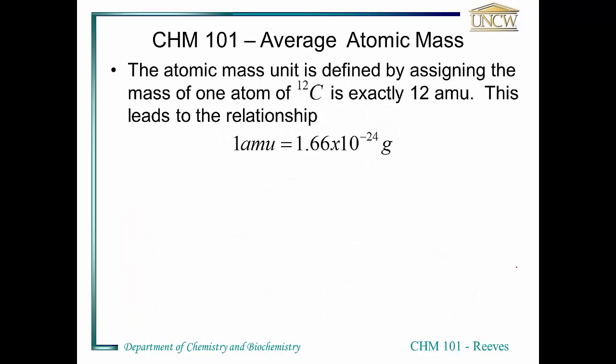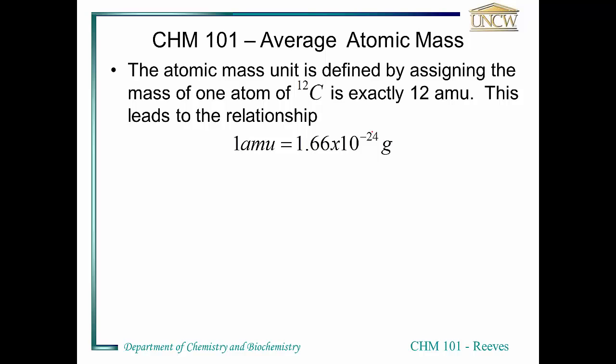Okay, so then we get to the issue of average atomic weight. Note here that carbon-12, the isotope of carbon with 6 protons and 6 neutrons, has an atomic mass of exactly 12 atomic mass units. An atomic mass unit is a unit of mass, just like gram. And the conversion between the two is here. You can see it's a very small number because protons and neutrons have very, very small masses. So an atomic mass unit is about the weight of a proton or a neutron.